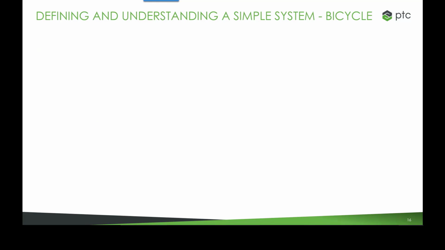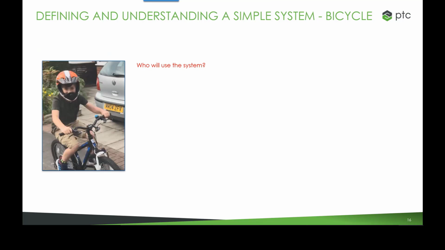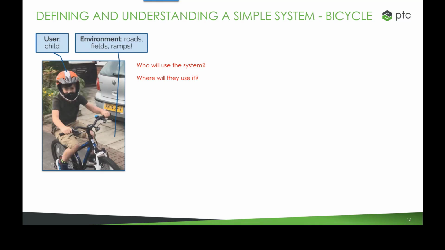So let's look at an example. How do we understand a really simple system like a bicycle? So we ask a series of questions. Who's going to use the system, first of all? Well, here's a bicycle, and here's my user. In this case, it's a child's bike, and that's my son. So the first question is, we've established who the user of the system will be. Where will they use it? We've got the environment captured. He's going to use it on roads, fields, and also ramps at sometimes as well.